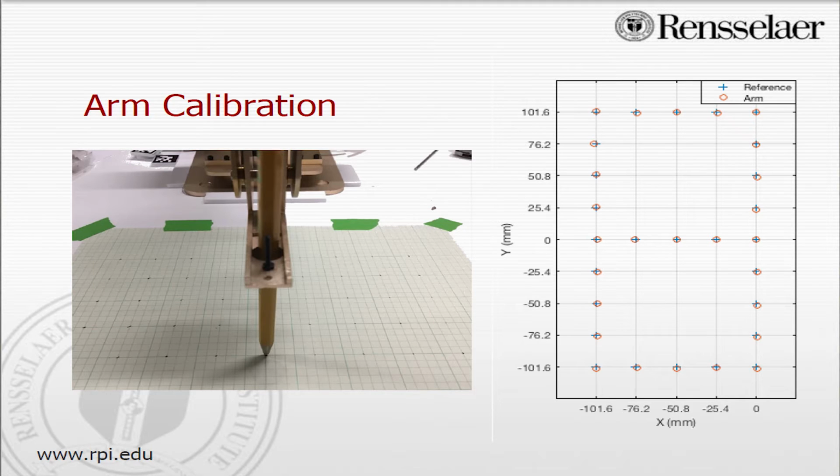The plot on the slide shows the agreement between the position from the graph paper and the position predicted from the kinematics model. And as you can see, they're accurate to within just a few millimeters.